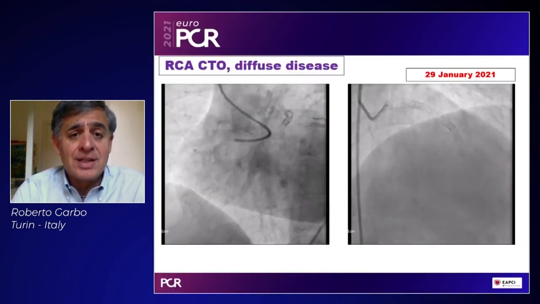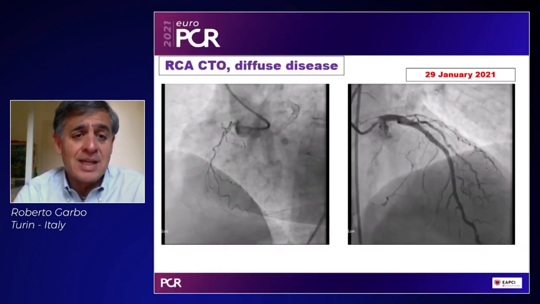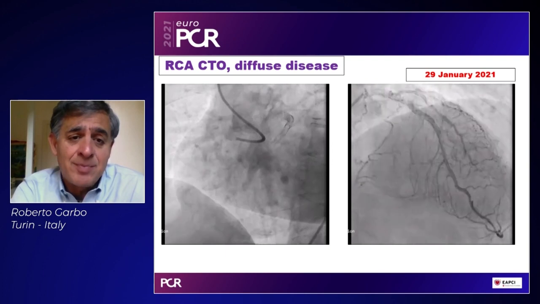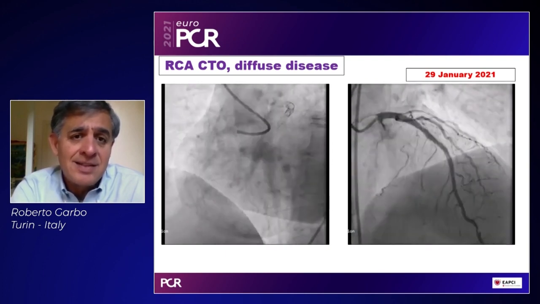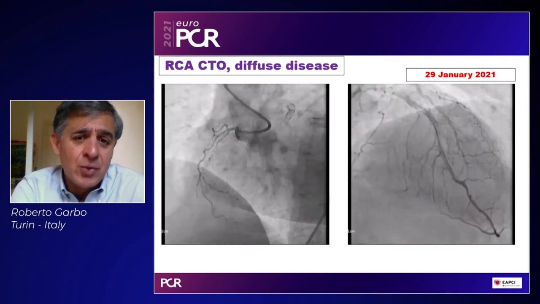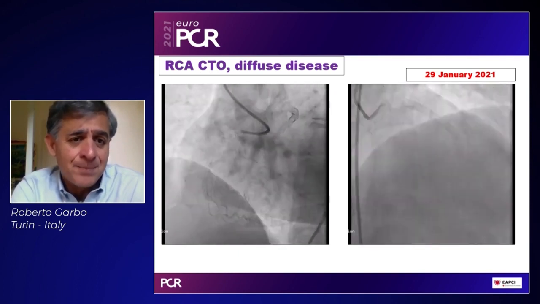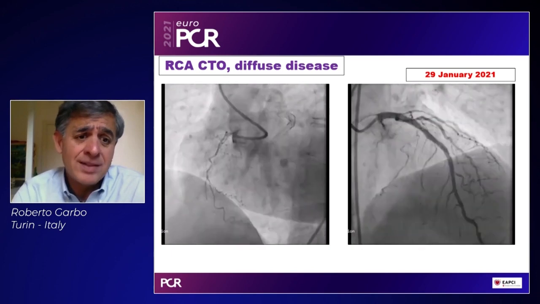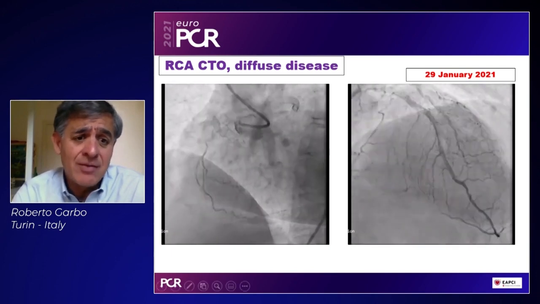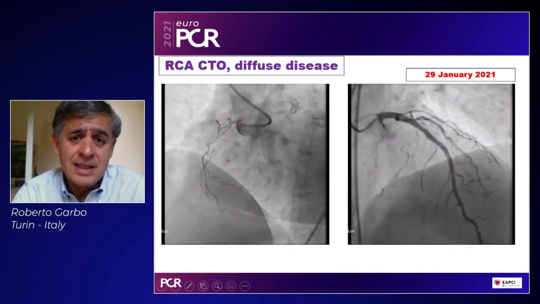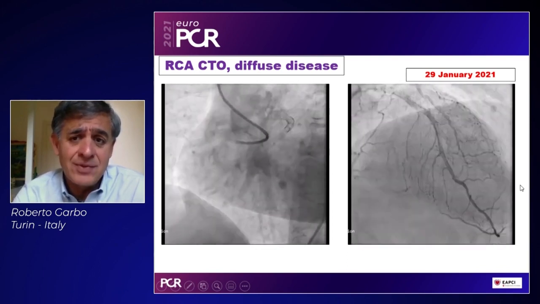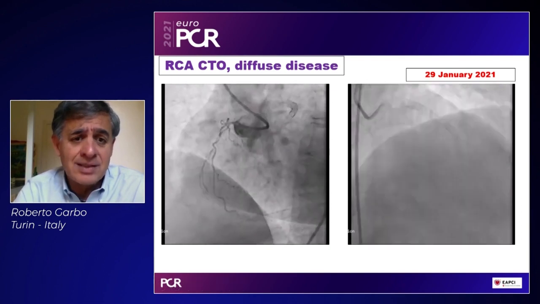Let's go to the first case of the anterograde approach, a case of Expressman utility. This is a case of RCA CTO. You can see how diffuse the disease of this vessel is. It's a small vessel with occlusion at the level of the mid-distal right, with good collaterals from the left. This case was done 3 months ago.